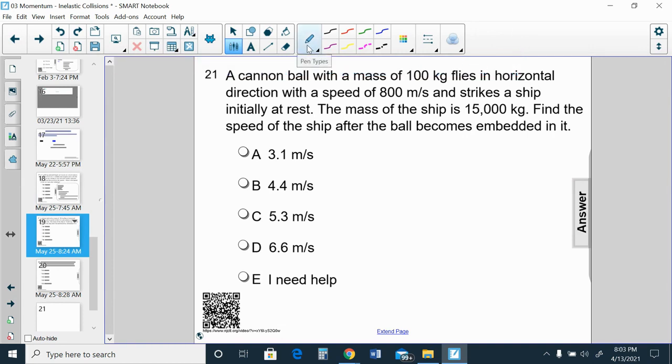A cannonball with a mass of 100 kilograms flies in a horizontal direction with a speed of 800 meters per second and strikes a ship initially at rest. The mass of the ship is 15,000 kilograms. Find the speed of the ship after the ball becomes embedded in it.